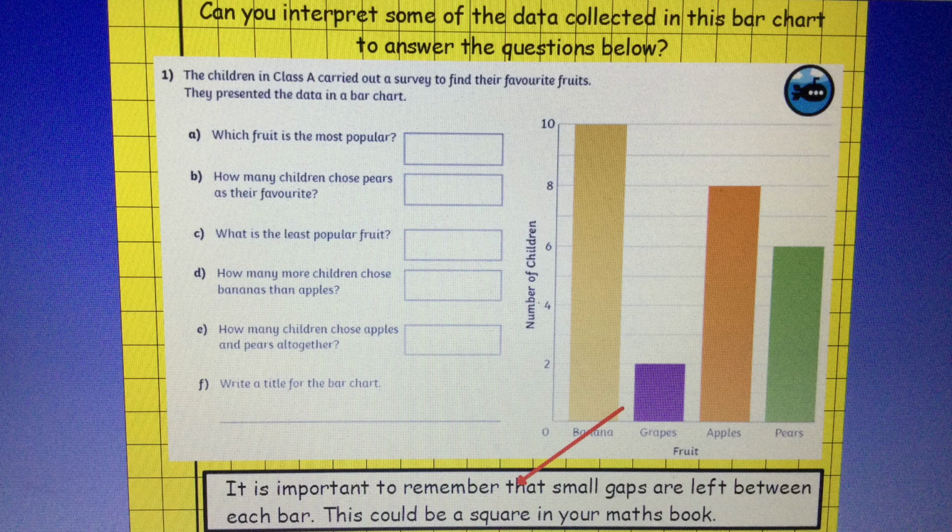Question C. What is the least popular fruit? Question D. How many more children chose bananas than apples? Question E. How many children chose apples and pears all together? F. Write a title for the bar chart. Pause the video now and have a go at answering these questions.